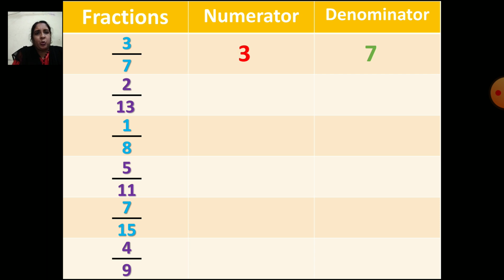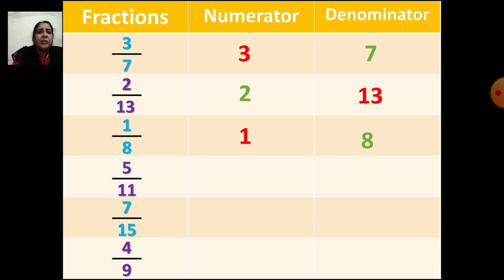Now let us see the second question. 2 upon 13. Which is the numerator here? 2. Okay. Which is the denominator? 13. Very good. Now we will see the next question. 1 upon 8. Which is the numerator here? 1. Which is the denominator? 8. Very good. So the upper number is called the numerator and the lower number is called the denominator.